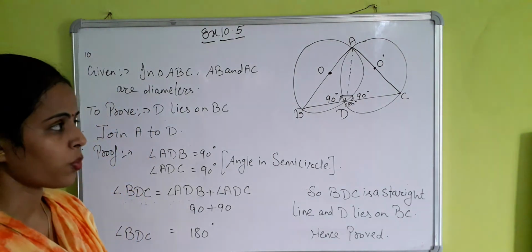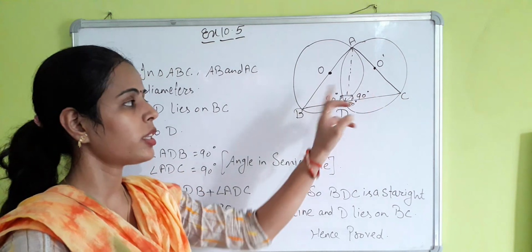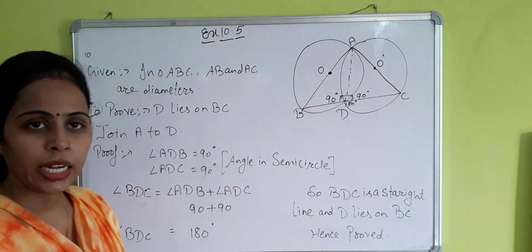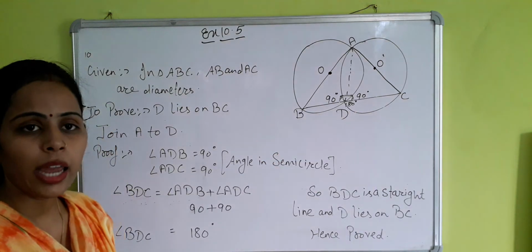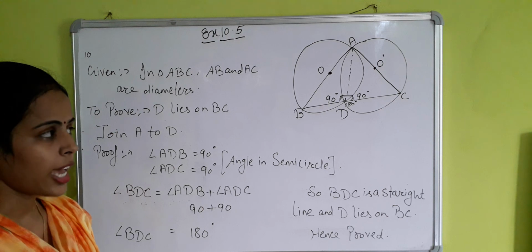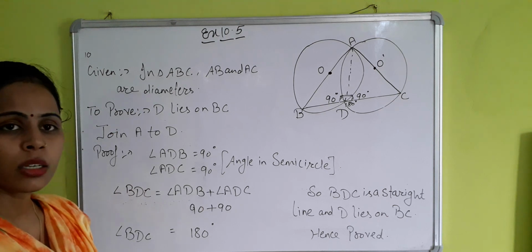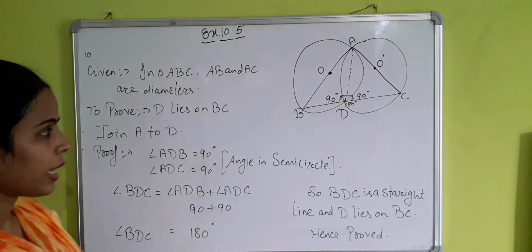Hence proved. These two angles are of 90, 90. When we add these two angles, 180. Straight angle. So this line is a straight line and this point D lies on this straight line BC. Hence proved. Question number 10 is complete. Now we will do question number 11.